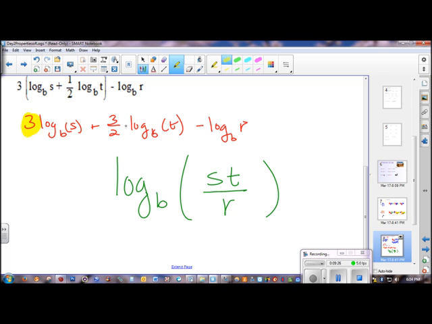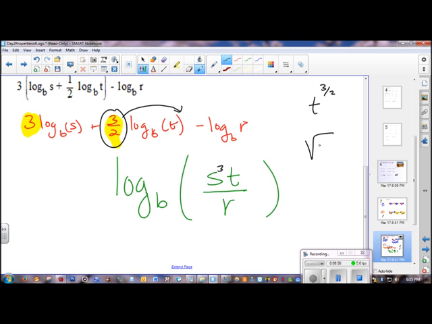I have a coefficient of 3 and I have a coefficient of 3/2. 3 is on the s, so I'm going to take that coefficient of 3 and move it up on the s as an exponent. The coefficient of 3/2 is being moved up as an exponent on the t, but let's take a look at that aside for a second. T to the 3/2. I can't write fractional exponents. I'm going to turn that into a radical.